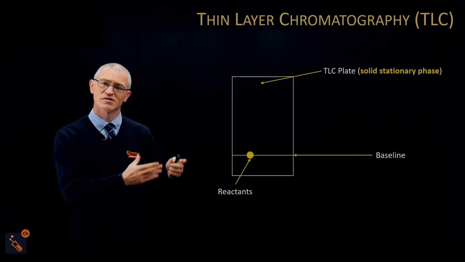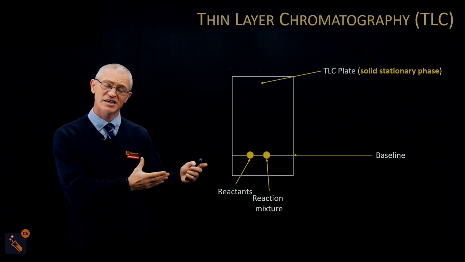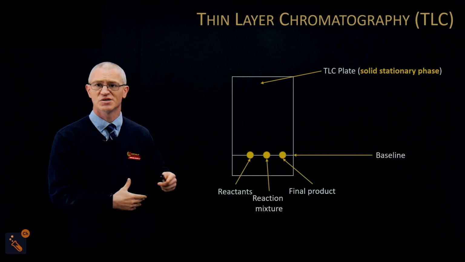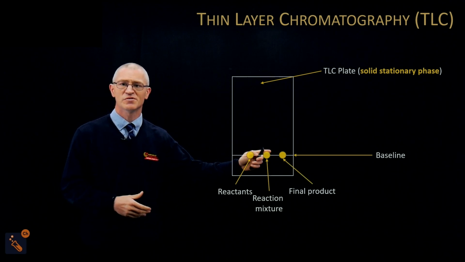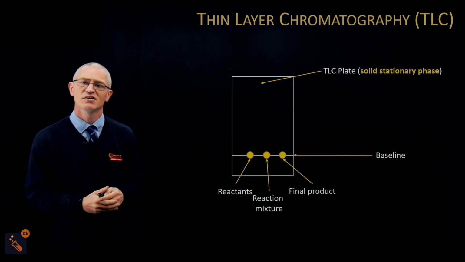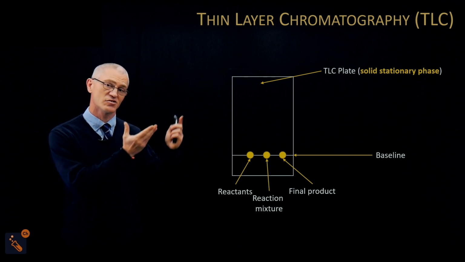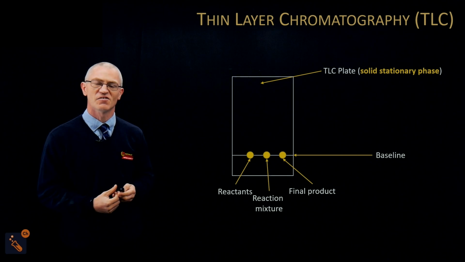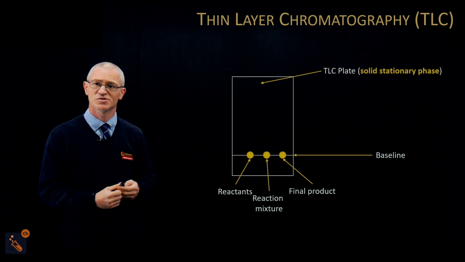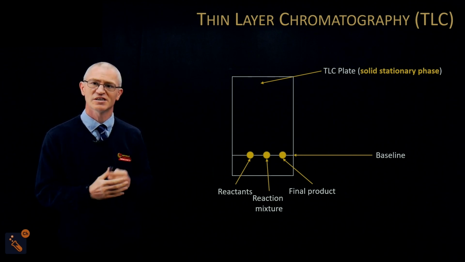We then spot our reactants onto the plate. In this case, we're spotting the reaction mixture and our final product. We have some sample of our final product that we want, we have the reaction mixture we're trying to make, and we have the reactants that we're starting with. This TLC is used to monitor whether a reaction has gone to completion or not. Has it finished? If it's finished, we won't see any reactants left because we'll get close to 100% yield. If the reactants are still left, then there's still some reaction to go, for example. But we'll see that in a moment.